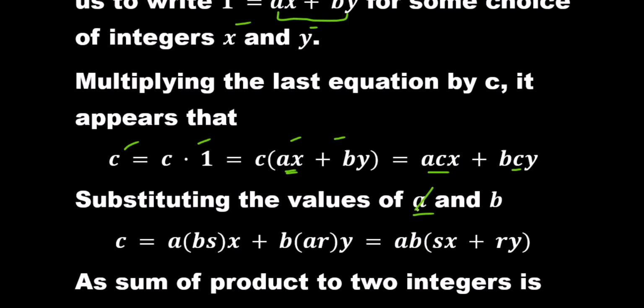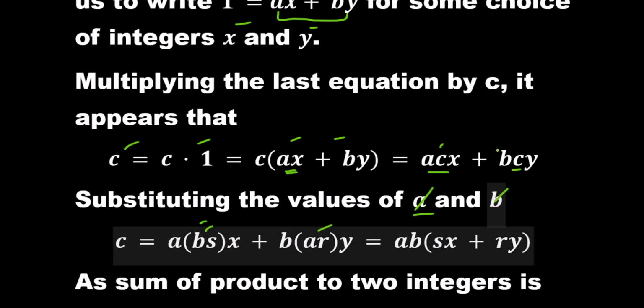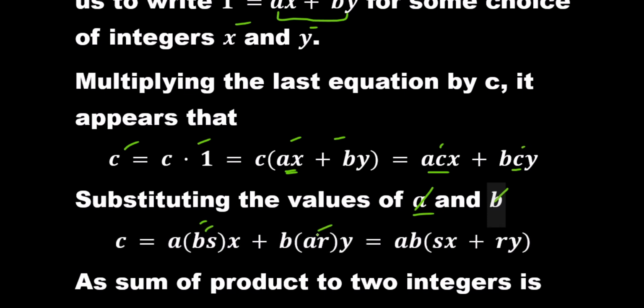Substituting the value of C here. C is equal to BS and C is also equal to AR. So plugging the value of C is equal to BS here and plugging the second value of C, which is equal to AR, here, we have A into BS and A into BR. By taking common AB, we have SX plus RY.